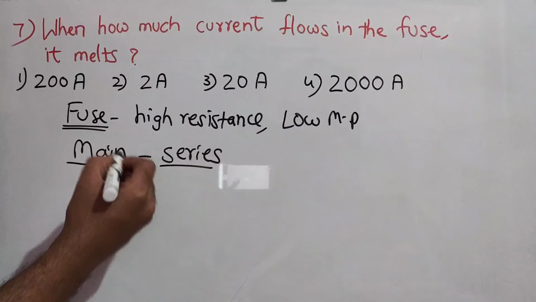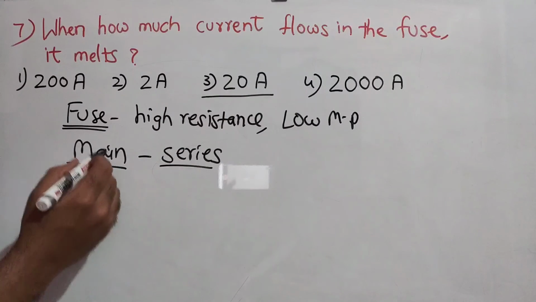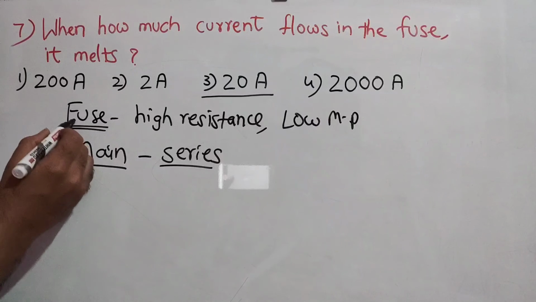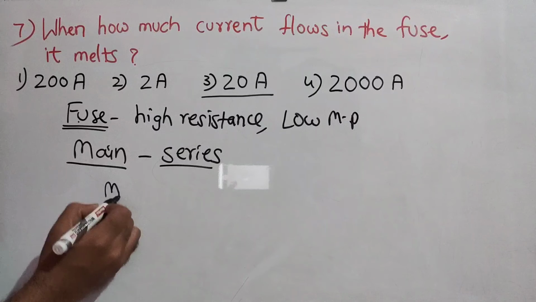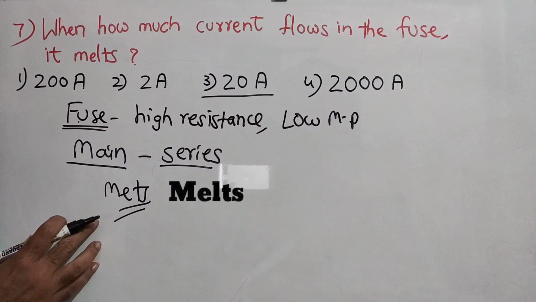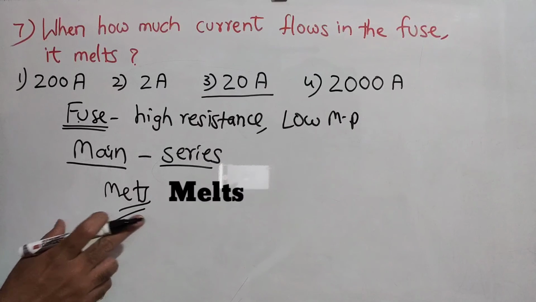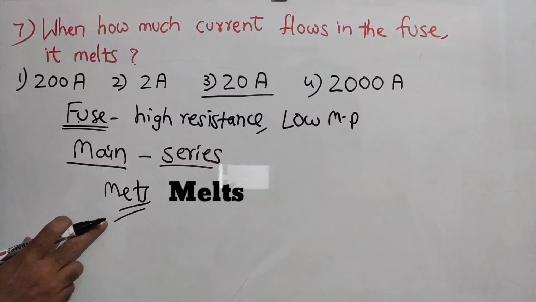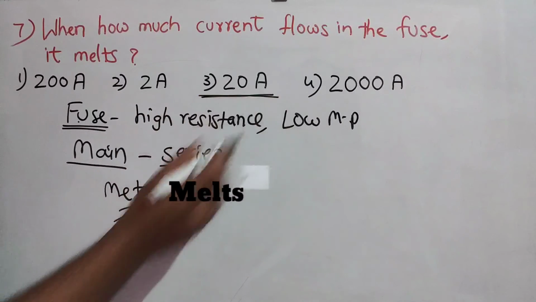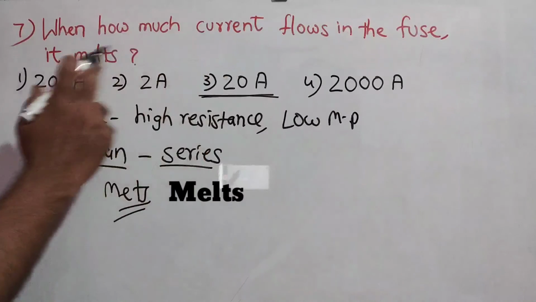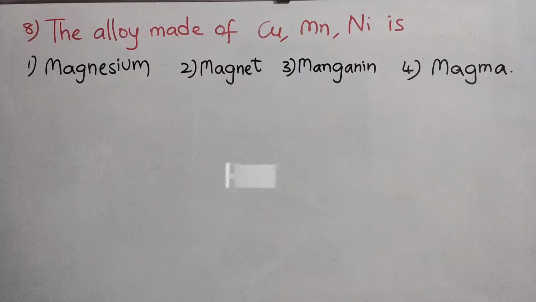When the current drawn in the circuit exceeds 20 amperes, then due to the heat generated, the fuse, because of its high resistance and low melting point, melts, and the circuit is broken. By this, all the electric devices are saved from the damage of overloading. So when the current flowing in the fuse is more than 20 amperes, the fuse melts. So the answer for this question is 20 amperes.